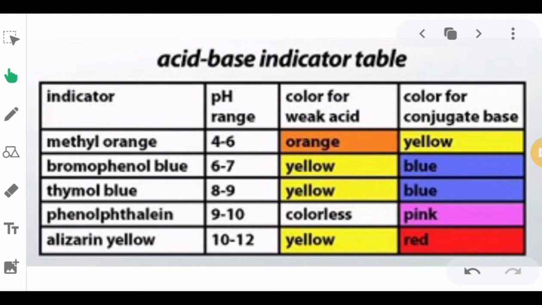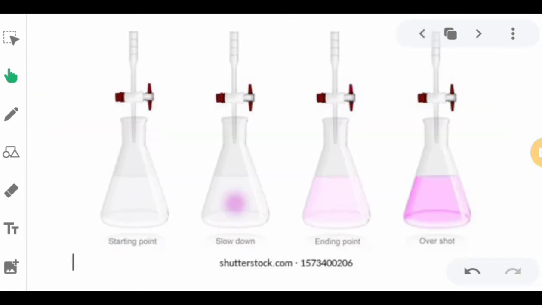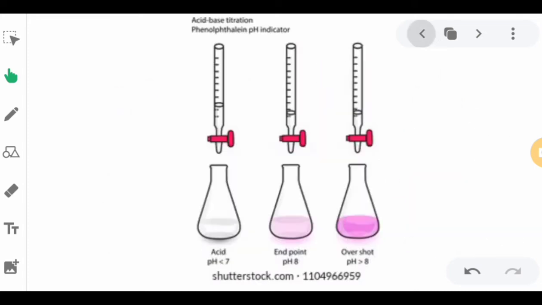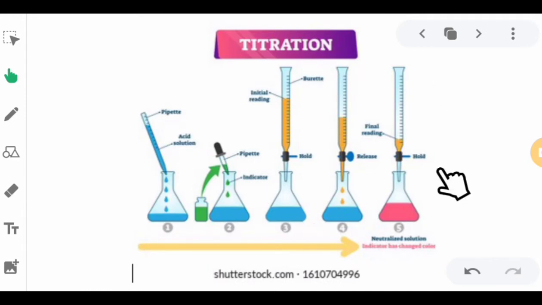However, if we add just one more drop of NaOH solution from the burette, the solution will immediately turn pink. So this is your starting point, colorless. This is the KHP solution, and if you add NaOH solution, it will add some color, and adding more, this is the ending point, or the equivalence point. If you add more, that is an overshoot, meaning you exceeded the molarity, so this one is not accurate. This is the most accurate and correct titration. Overshot, endpoint, light pink, very light pink.